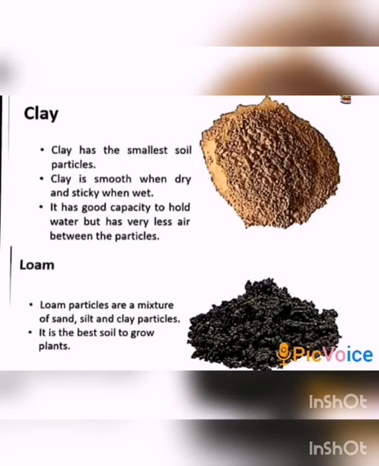Next, loamy soil. Loamy soil is a mixture of sand, silt and clay particles. It is the best soil to grow plants. It is rich in nutrients and humus and allows water to pass through easily.